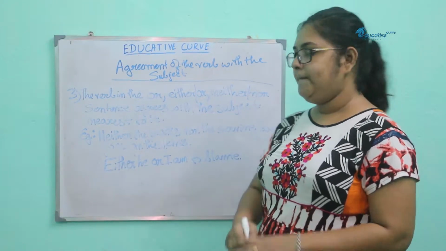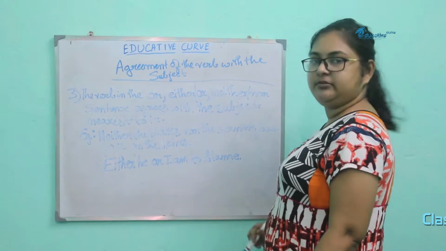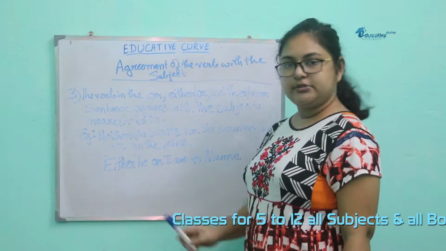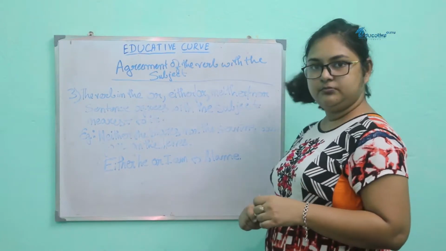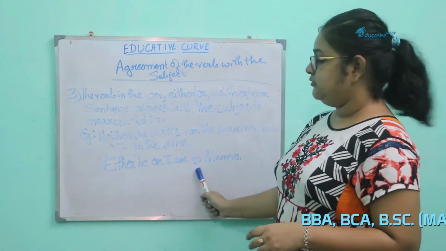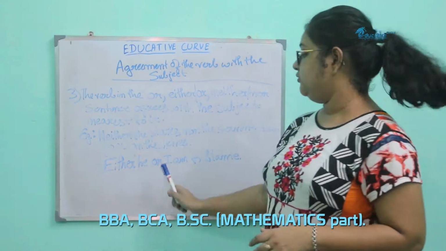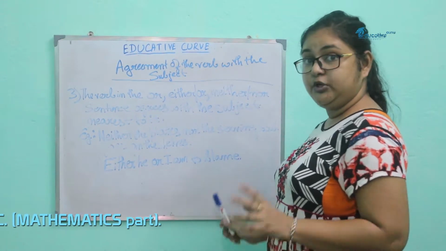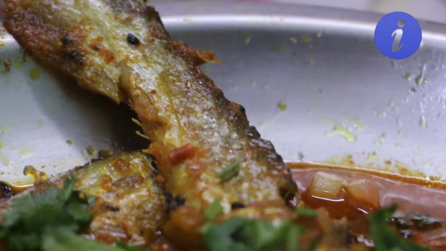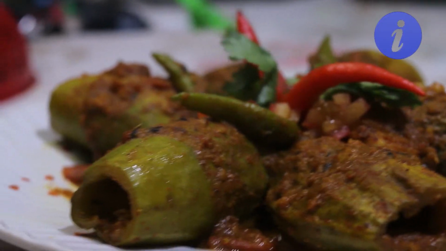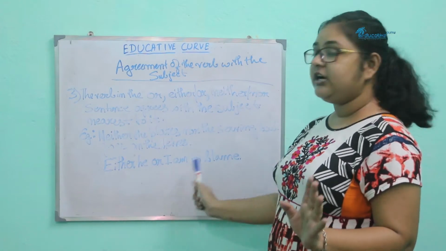Okay? In this I can see either he or I am to blame. Okay? Now we all know that he is the third person. So after he either is or was goes, and after I, since I is the first person, am goes. Okay? Since I is nearer to the verb, the verb will agree with I and not with he. So I am to blame. Either he or I am to blame. It will not be either he or I is to blame. It will always be either he or I am to blame.